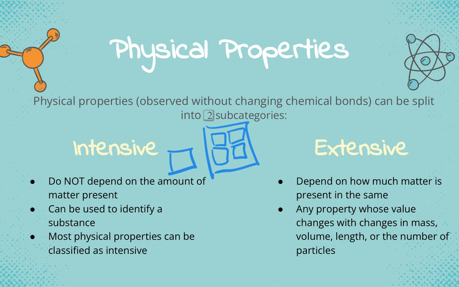They can be used to identify a substance, and most physical properties can be classified as intensive, as you will see in some examples coming up. Extensive physical properties depend on how much matter is present. So going back to the ice cube example, extensive properties would be properties describing both of these, and notice they would have to change. So if I'm talking about the 1 ice cube or the glass of ice cubes, the properties in this extensive column change. Any property whose value changes with changes in mass, volume, length, or the number of particles.